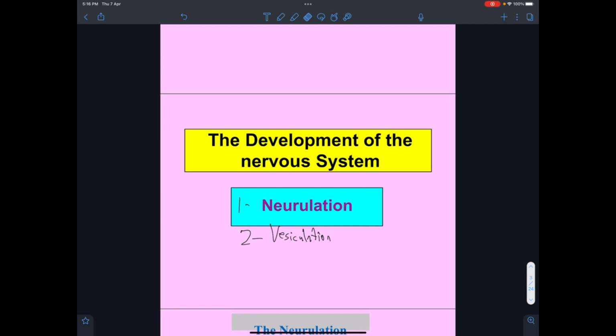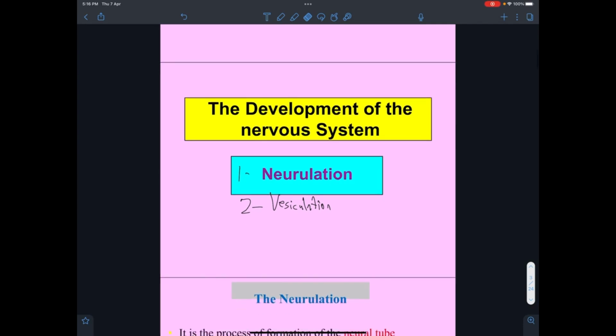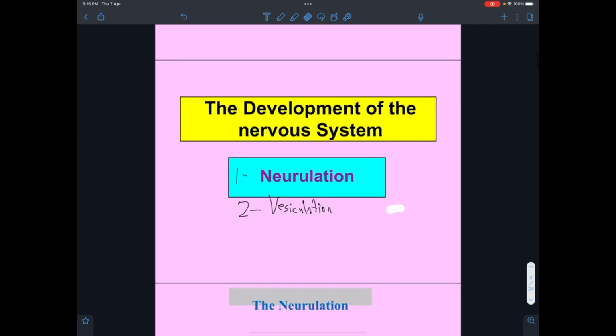First of all, the brain and the spinal cord, the CNS, are going to be developed from something called a neural tube. Essentially, the neural tube looks like this, and it will have two openings. From this neural tube, one third of it is going to give you the brain, and the remaining two thirds is going to give you the spinal cord. It's from this neural tube that our nervous system is going to develop.